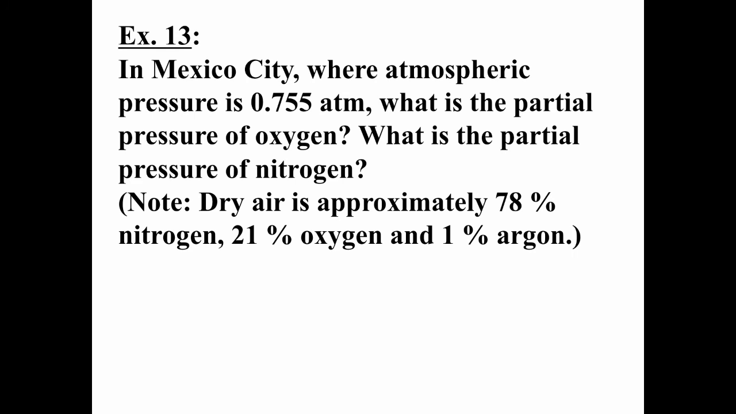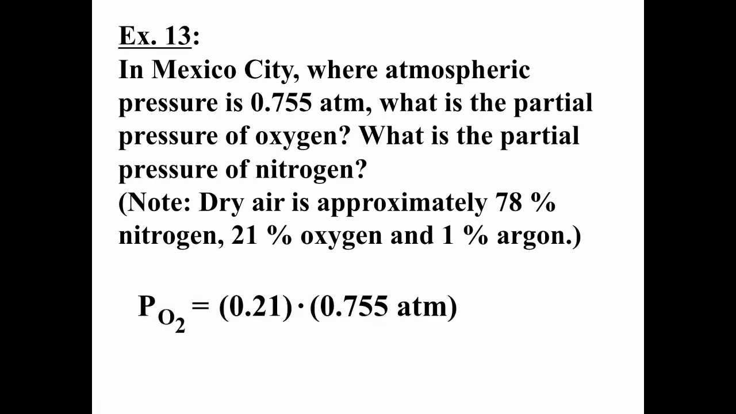So, one more example of this. Example 13, if we're in Mexico City, where atmospheric pressure is 0.755 atmospheres, it's at about 7,000 feet, so the atmospheric pressure is quite a bit less than at sea level. What's the partial pressure due to just oxygen, and what's the partial pressure due to just nitrogen? And to solve this problem, we need to be aware that air is about 78% nitrogen and 21% oxygen in terms of moles, number of particles. And then it's also about 1% argon and very small percents of a bunch of other things as well.